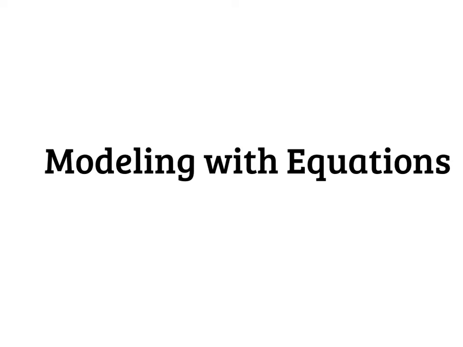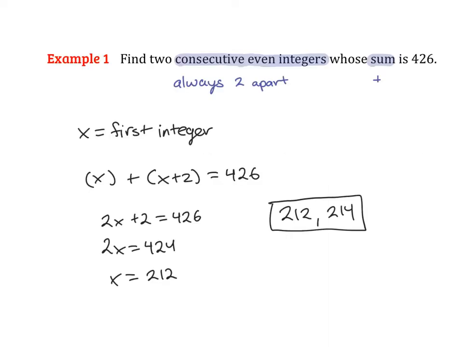Hi everyone, today we are going to do modeling with equations. So essentially we're going to do some word problems today. Okay, so let's look at this first example. We have: find two consecutive even integers whose sum is 426.